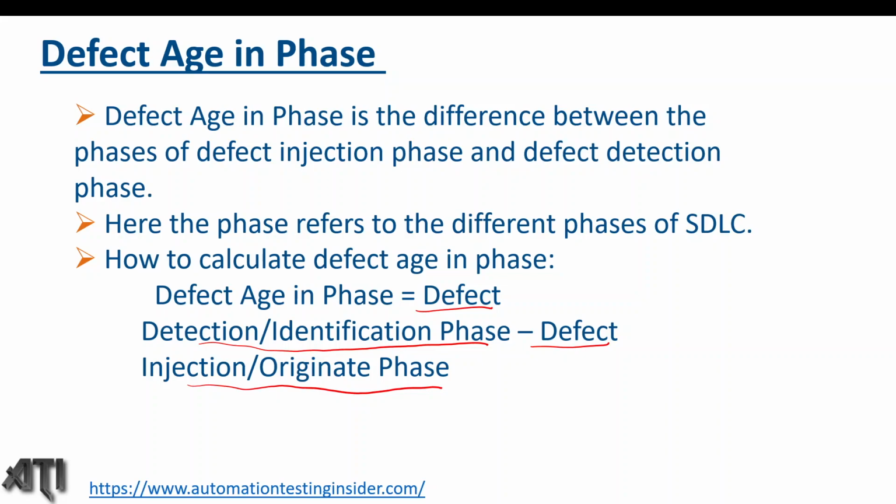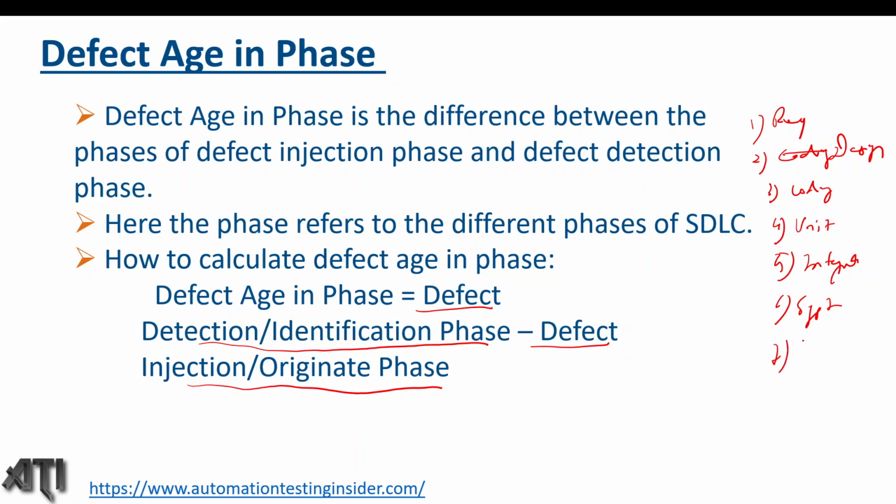So we have different phases in the software development life cycle, guys. We have requirement analysis, design, then coding, then unit testing, integration testing, system testing, acceptance testing, and maintenance finally, right?